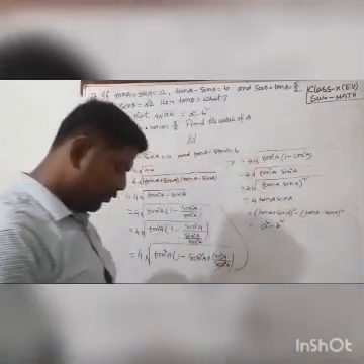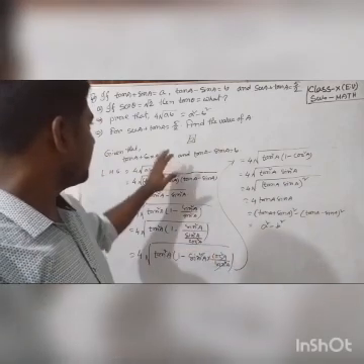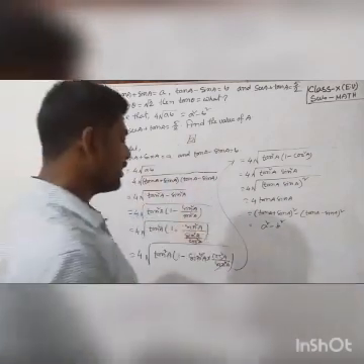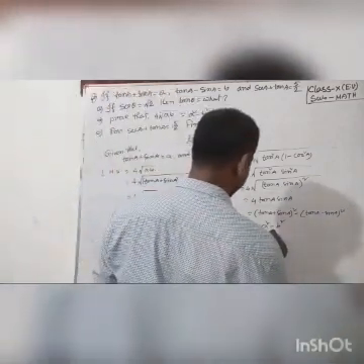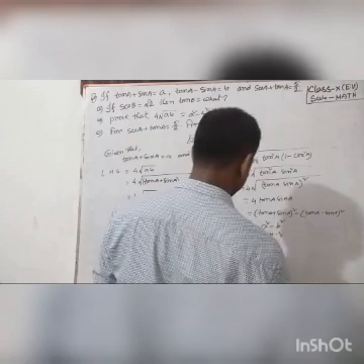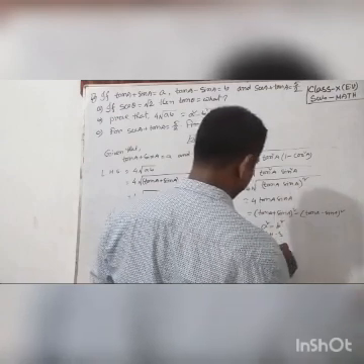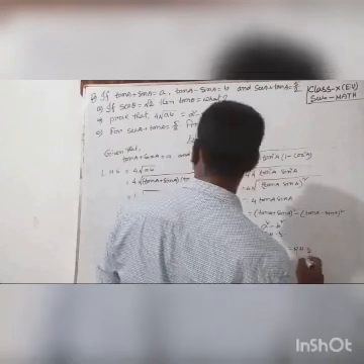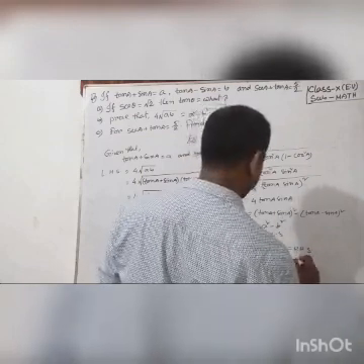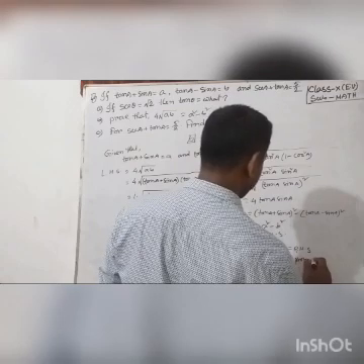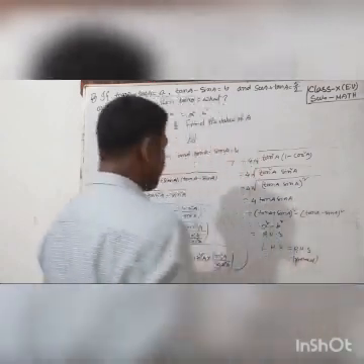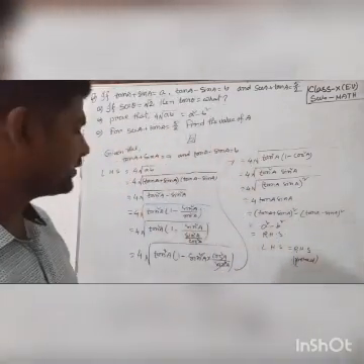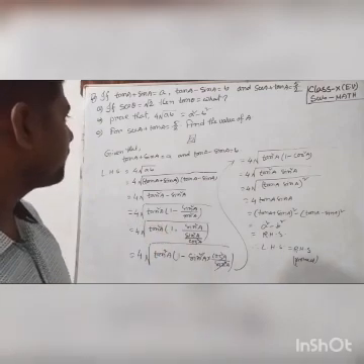At last we find out the right hand side, a square minus b square. So left hand side equal right hand side, proved. Okay, I hope everybody understand these questions.